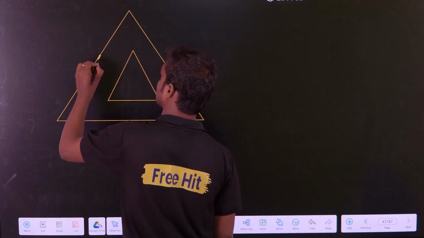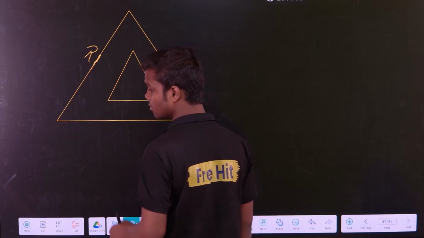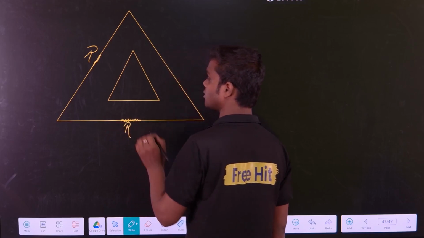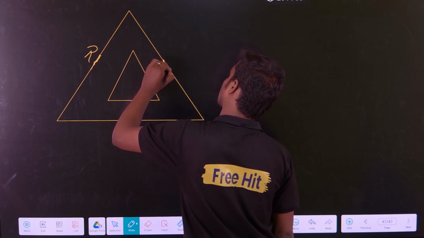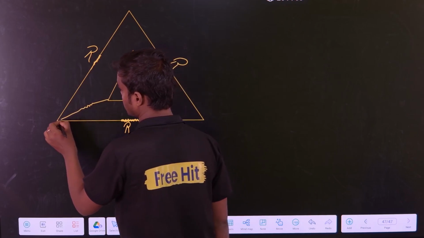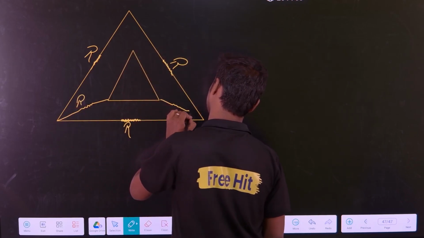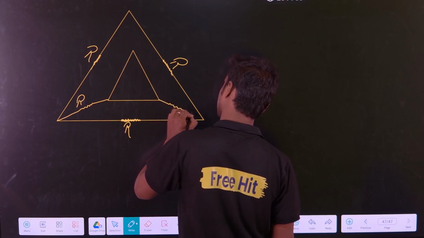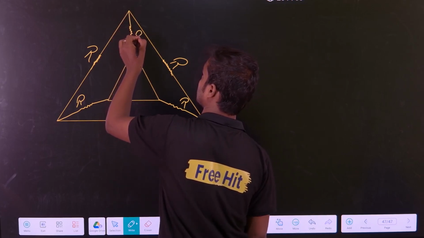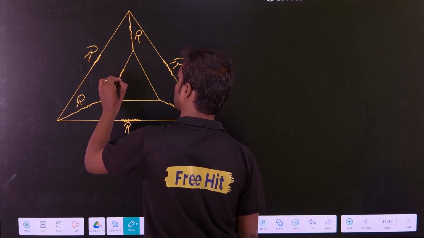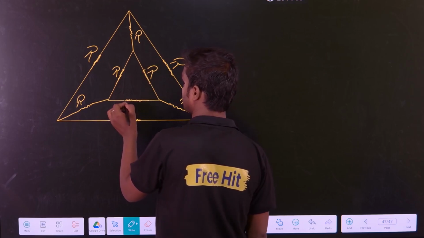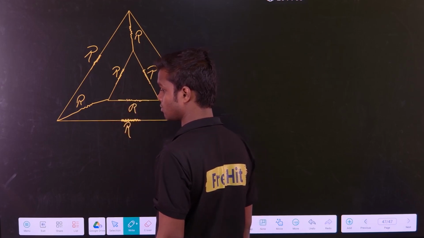Clear? So suppose there is one resistance R, there is another resistance R, there is another resistance R, there is another resistance R, there is another resistance R, there is another resistance R, there is another resistance R, this is also a resistance R, this is also a resistance R, correct?